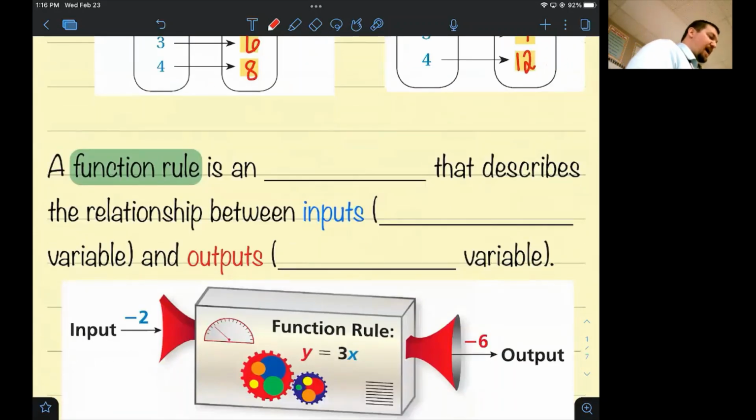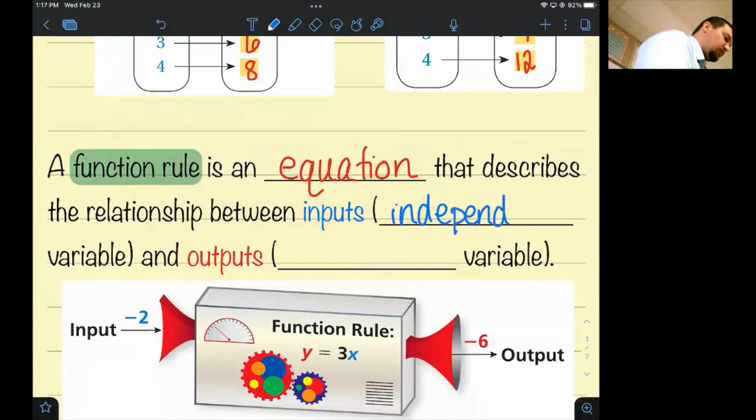All right, so our vocab word for today: a function rule is an equation that describes the relationship between inputs. Now, remember the inputs was the independent variable. So it describes the relationship between the inputs and then the outputs. The outputs was the y or the dependent variable.